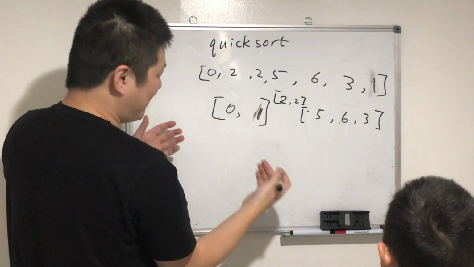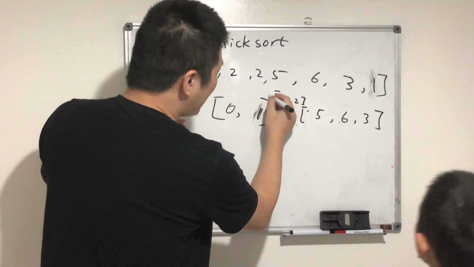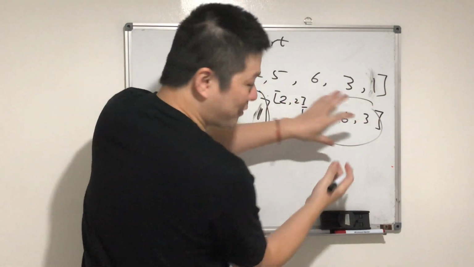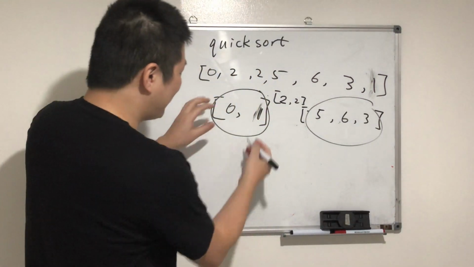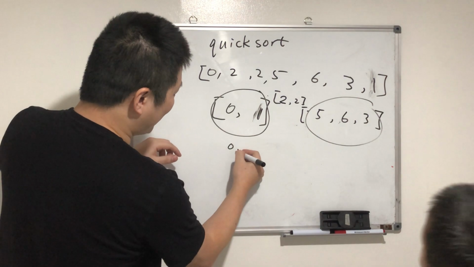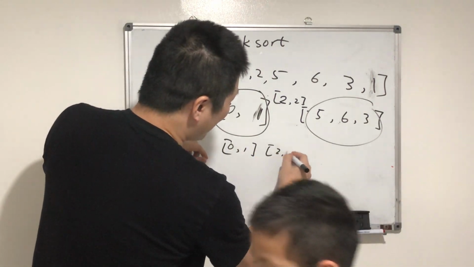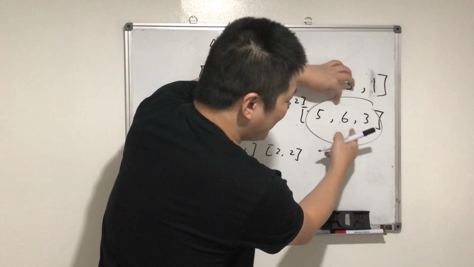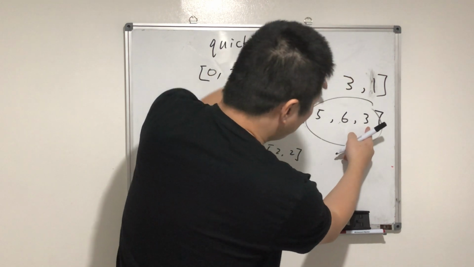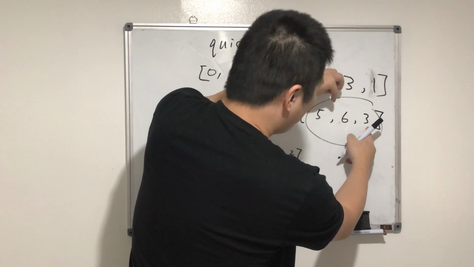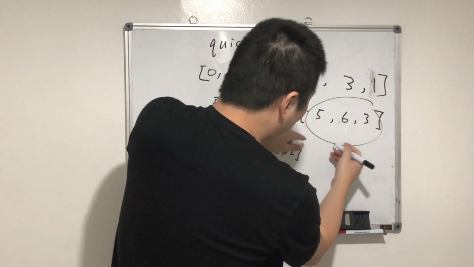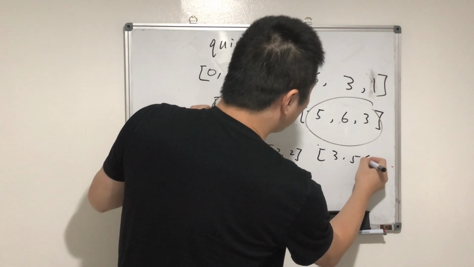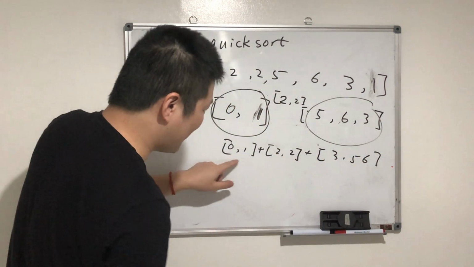And then we solve this using QuickSort, and solve this using QuickSort, and then put this together. So this will become 0, 1 if it's sorted. And this is 2, 2. And then for this one, you can pick any number again, like 3, put the smaller ones before 3 and the bigger ones after 3. And then this becomes 3, 5, 6. So after sorting, I put all the pieces together. Do you see it? Now it's sorted.